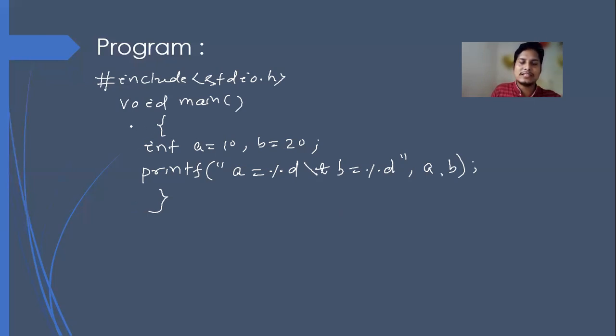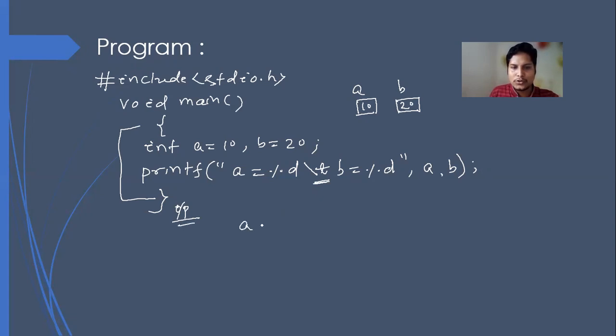So the execution will start from the opening curly bracket and end at the closing curly bracket. Here I have declared two variables, one in the name of a, which holds 10, another in the name of b, which holds 20. So in the printf statement, I want to show the use of a tab character between the two variables. When I am printing two variables, the tab character will make a space. So how will the output be?